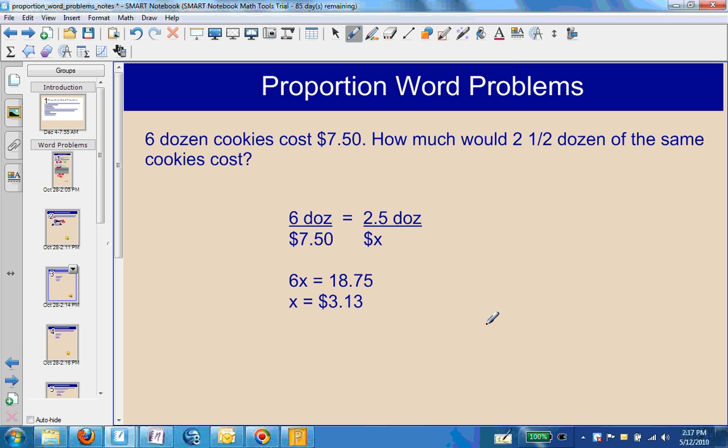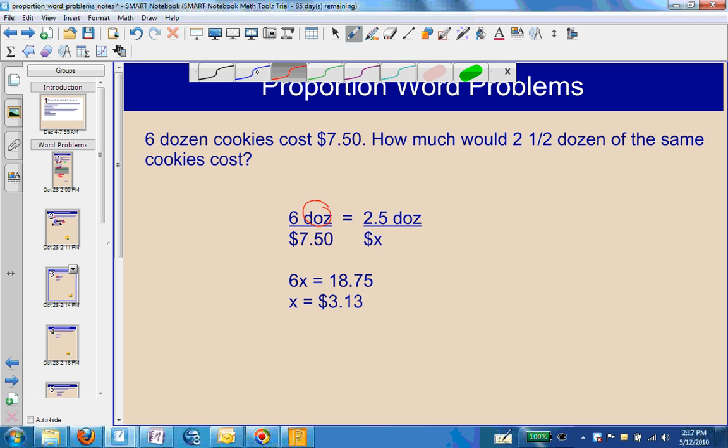Here's another example. In this example, I have 6 dozen cookies for $7.50. So I have dozen over dollars. Those are my 2 units. And my ratio is 6 over 750. Now it wants us to find out how much 2.5 dozen cost, so they tell us how many dozen of the same cookies.